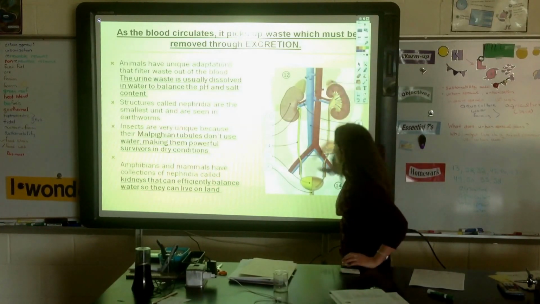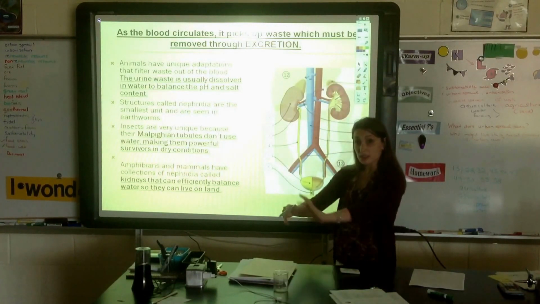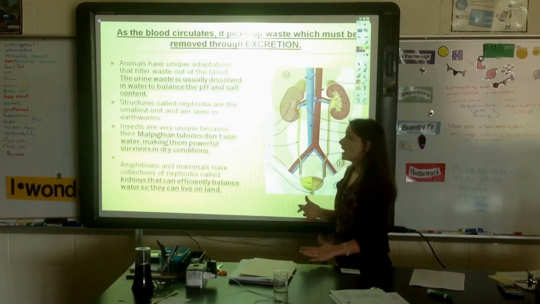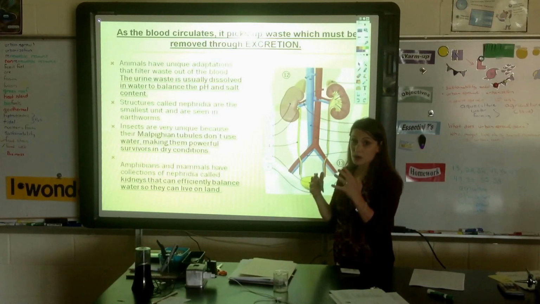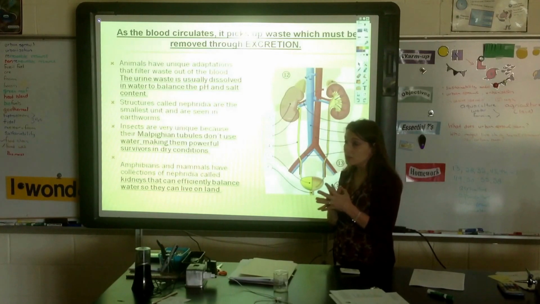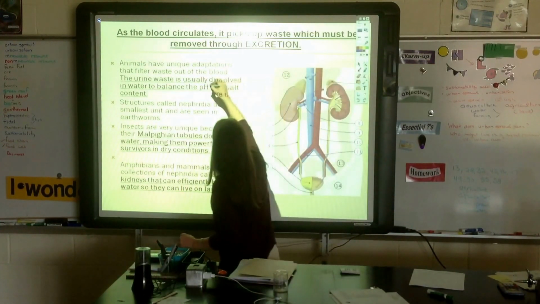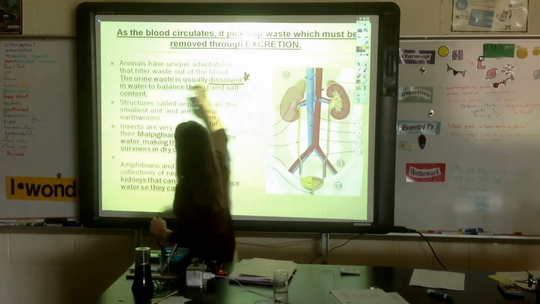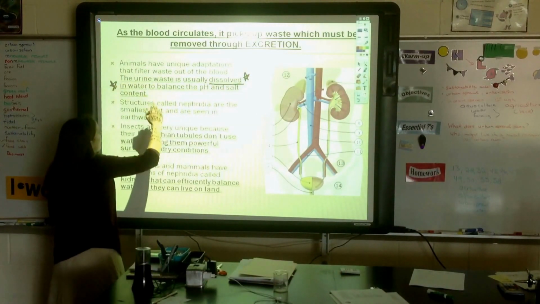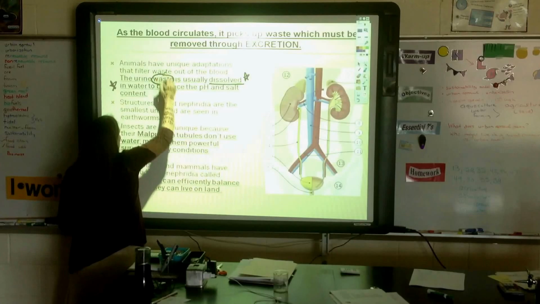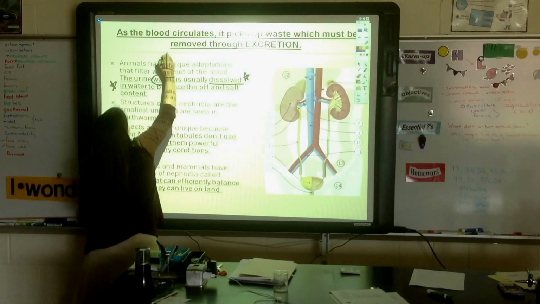So as the blood is circulating through your body, it picks up all of this waste. And that waste can be toxic. So we dissolve the waste in water. So we want to put a little star by that. Waste is usually dissolved in water. Now when we mean waste from the cells.